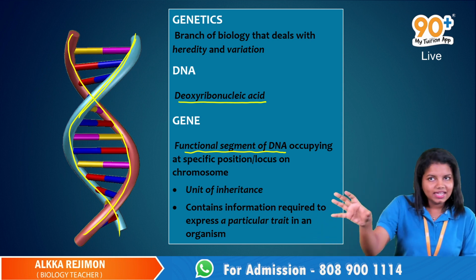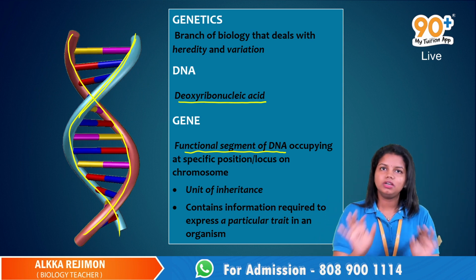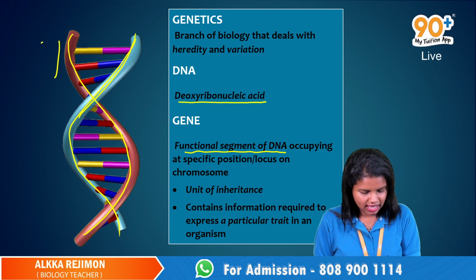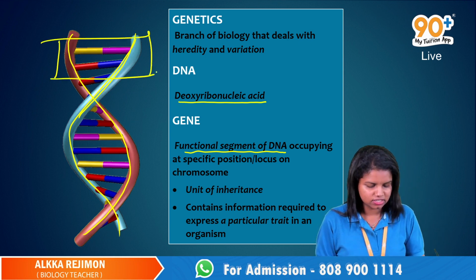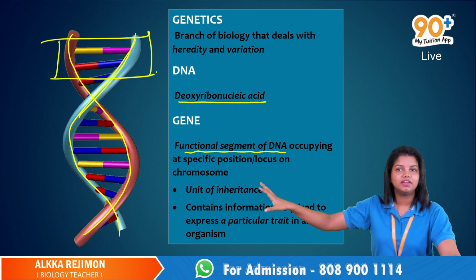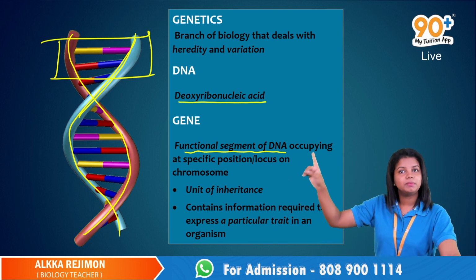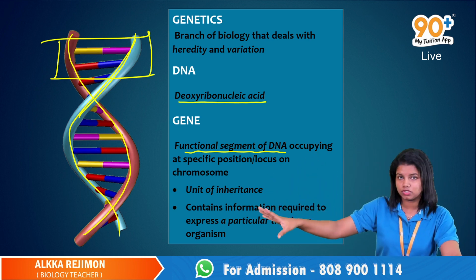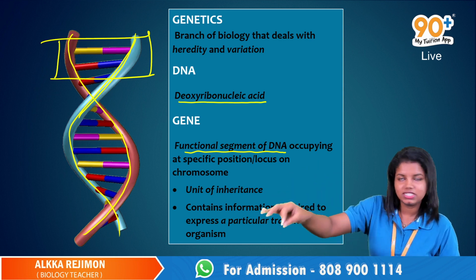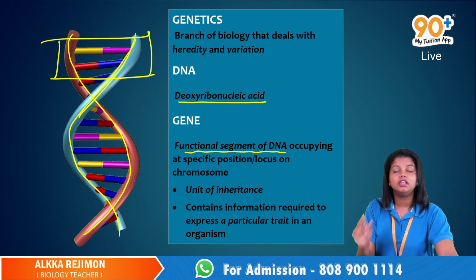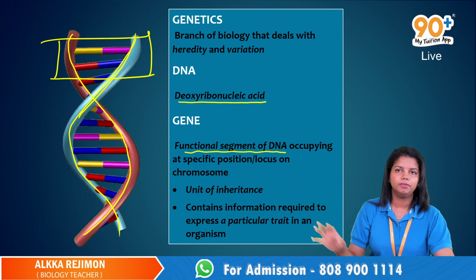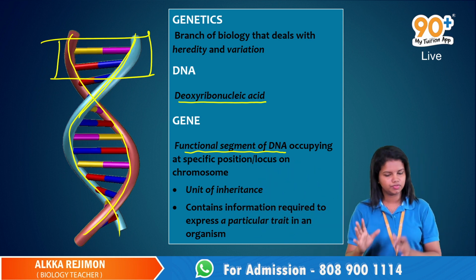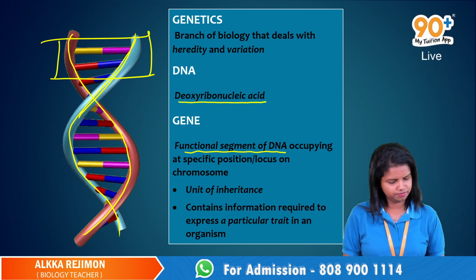And a portion of this DNA is what we call a gene. So you can say a segment of the DNA is called a gene. So that's the definition: a functional segment of DNA occupying a specific position. And the position where this gene is located is called its locus, or loci. A specific position or locus on the chromosome. So that is called the gene.